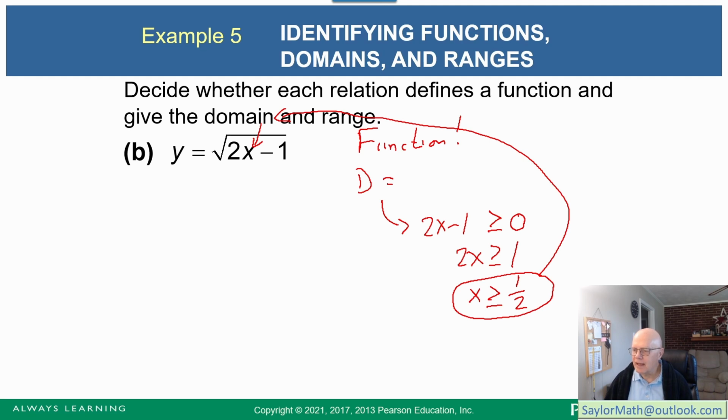If we want to write that in interval notation, notice it starts at 1/2 and goes up. So start at 1/2. 1/2 is included, so we have the bracket. Where does it end? It doesn't end. There's your domain. Now, what about the range?